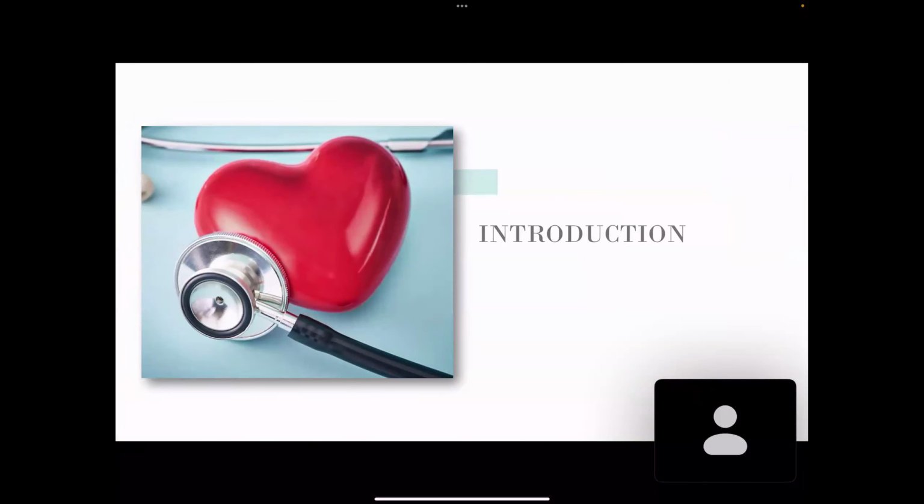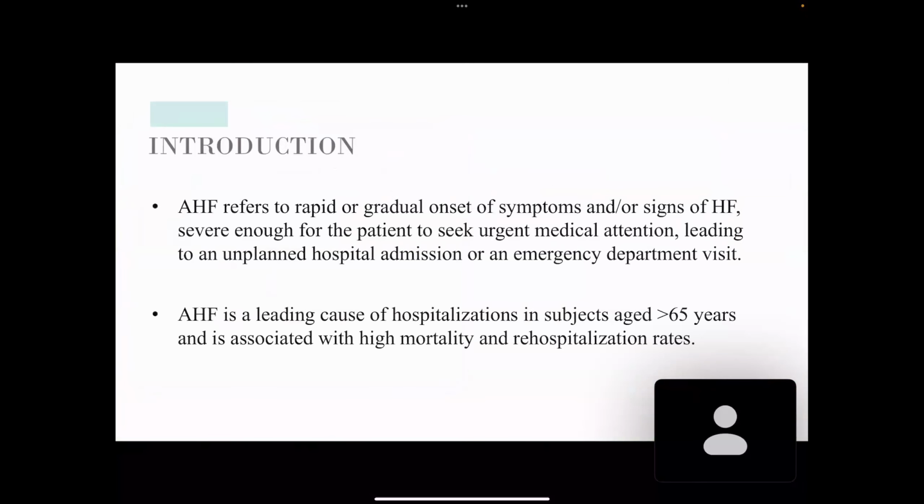So coming to the introduction, what is acute heart failure? It is nothing but rapid or gradual onset of symptoms and signs of heart failure that will make the patient seek medical attention. So either he may come for admission or he may come to the emergency. This is the addition in 2021 guidelines. Even a visit to the emergency is considered as an acute heart failure presentation. It doesn't require admission, even a visit is considered.